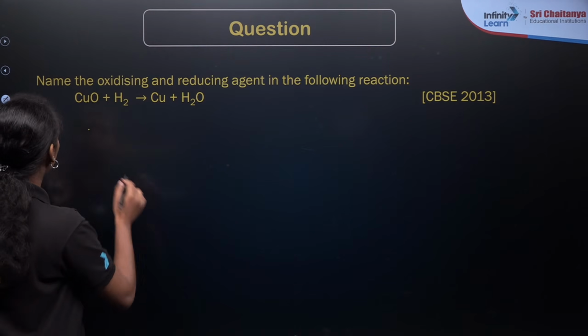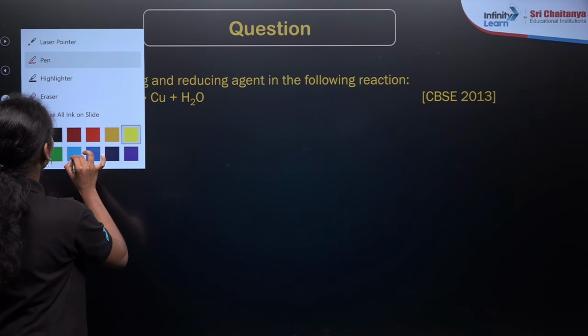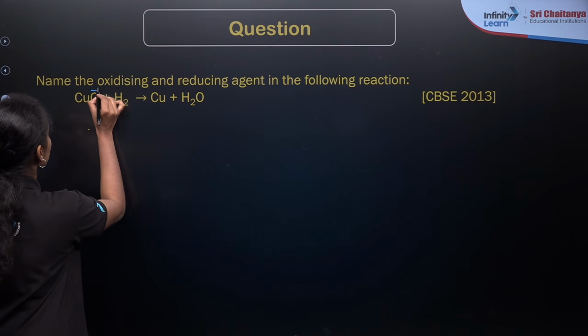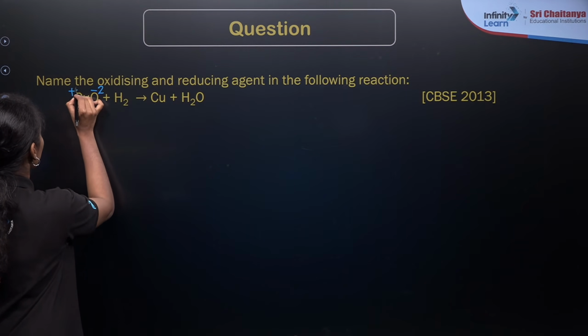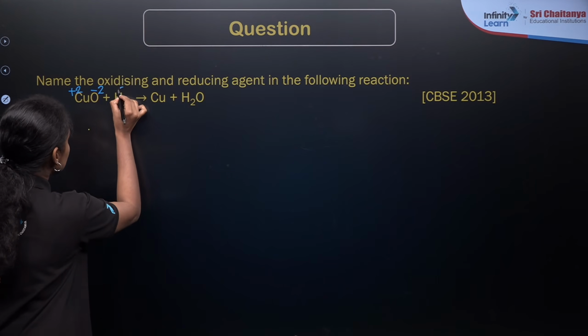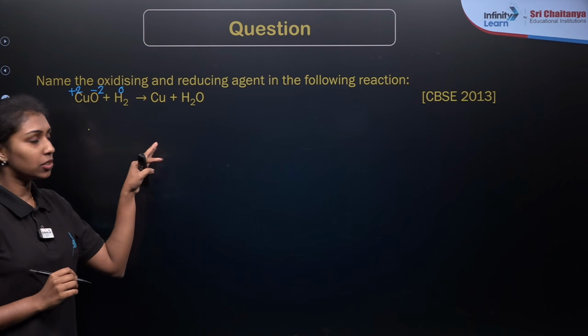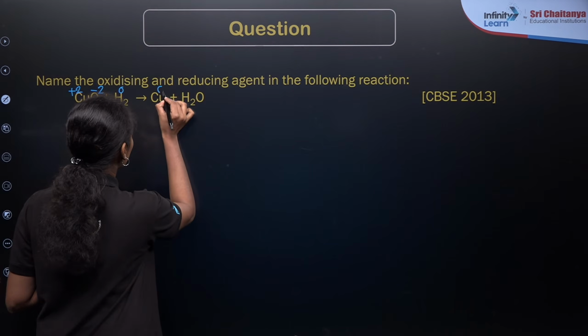You can find out the oxidation state of the elements, right? We know that in the case of oxygen it will be -2. So obviously copper will have a +2 charge. Then hydrogen is in the elemental form, so it will have an oxidation state of 0 over here. Copper is again in metal form, 0.